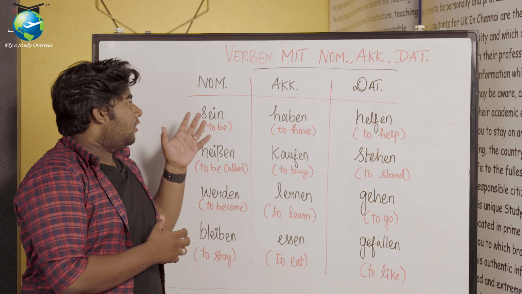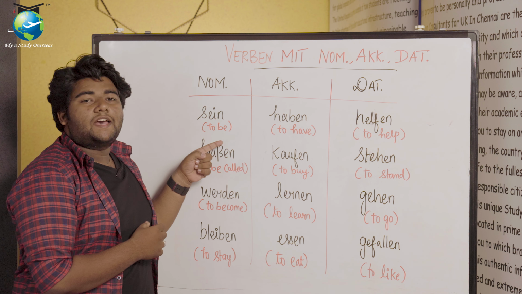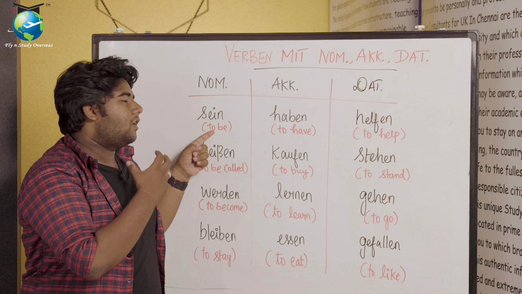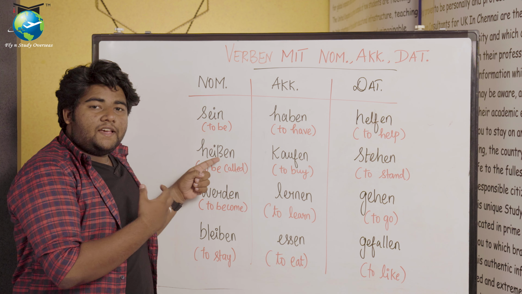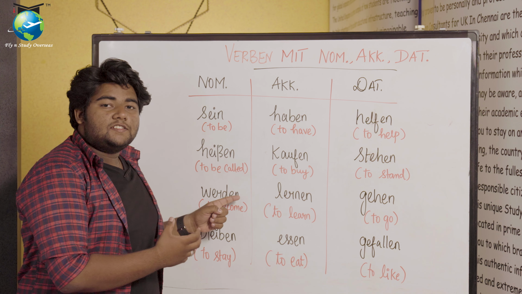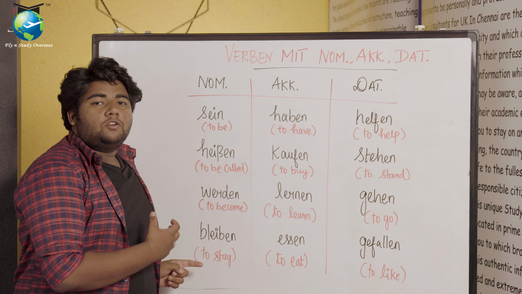So let's see nominative first. For nominative, the first example is sein. Sein is to be. We already saw this in the verb conjugation session, right? Then heißen. Heißen is to be called. And werden. Werden is to become. And then bleiben. Bleiben is to stay.